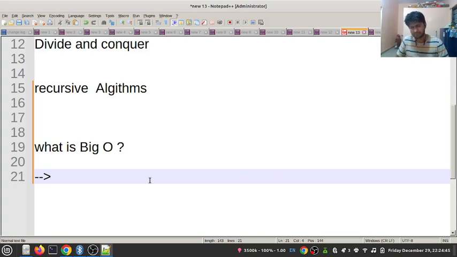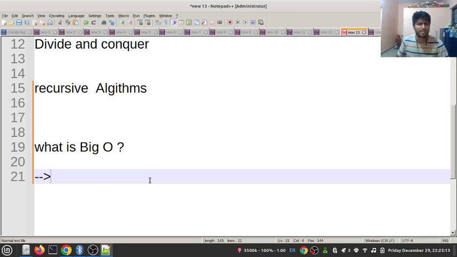Understand with this analogy: suppose you are going to purchase a bike or a vehicle. For that purpose, you will categorize it into three things. So now the question is, what is Big O?